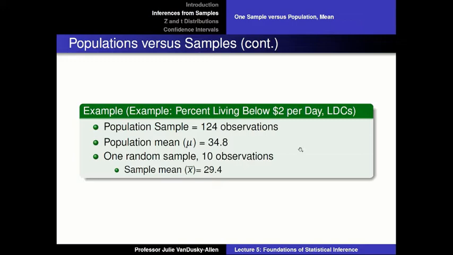Now imagine that instead of collecting data on all cases, I took a random sample of 10 countries. For this sample, the sample mean, denoted by x bar, was 29.4. Based on this data, I would conclude that 29.4% of people in LDCs live below $2 a day. Clearly, this value is not truly reflective of the true population mean of 34.8. So our sample estimate has some error in it.